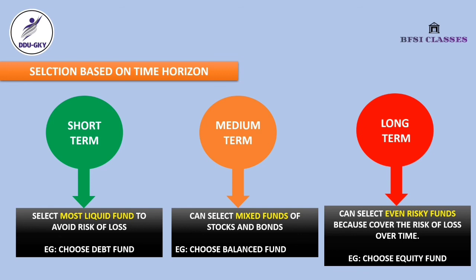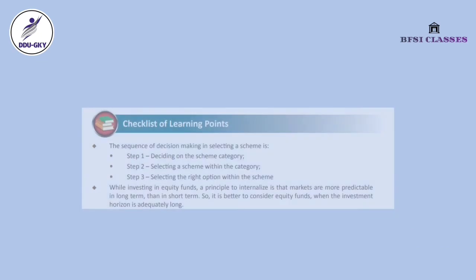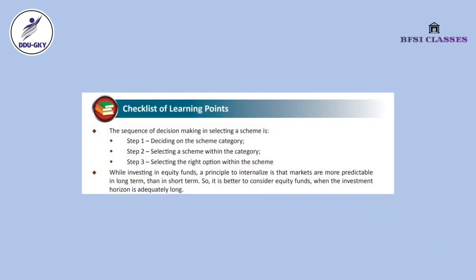And we are moving to the summary. We have studied 3 different steps: deciding a scheme category, selecting a scheme, and selecting the right option within the scheme. We have also covered 3 time horizons: for the short term, what funds are chosen; for the medium term, what funds are to be chosen; and for the long term, what funds are to be chosen.